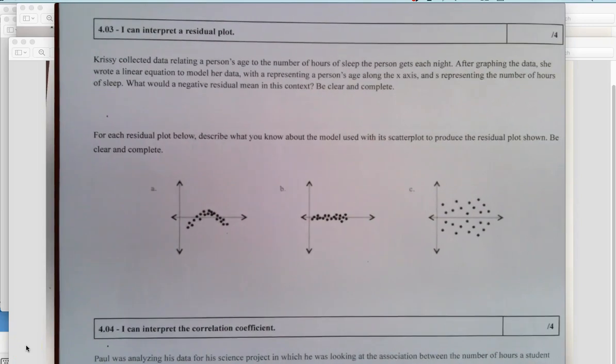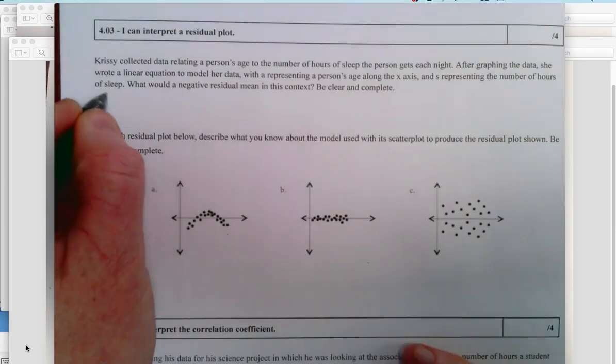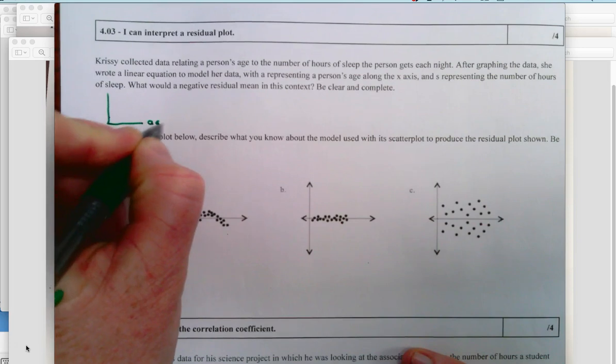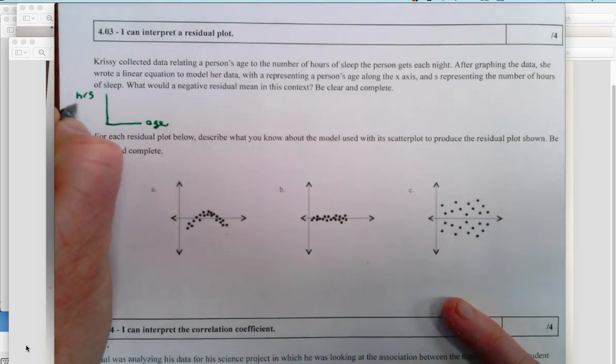I can interpret a residual plot. All right, Chrissy collected data relating a person's age to the number of hours of sleep the person gets each night. After graphing the data, she wrote a linear equation to model her data with A representing a person's age along the x-axis. Okay, so we're going to put age here. And S representing the number of hours of sleep. So hours of sleep.